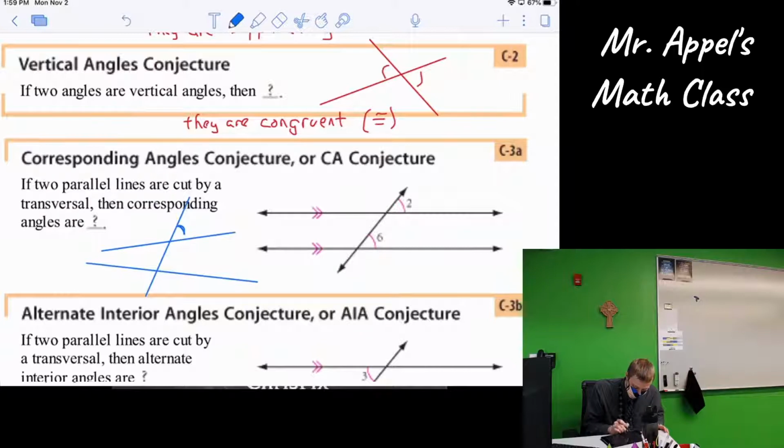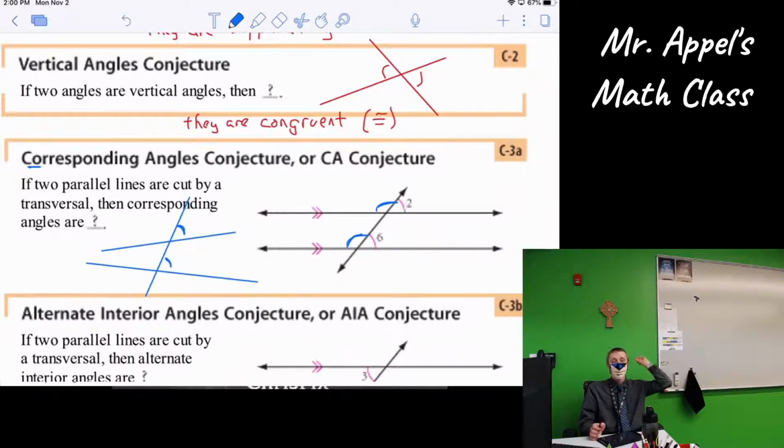So the corresponding angles are in the same corner. Corresponding corner, I would emphasize that, C-O-R, same corner there. So from this intersection, this is the upper right-hand corner. From this intersection, I have the upper right-hand corner. These are corresponding angles. Over here, I also have upper right-hand corner, still corresponding angles. I could also talk about this guy and this guy, upper left-hand corners. They are corresponding angles as well. So no matter how it's drawn, I can still find corresponding angles.